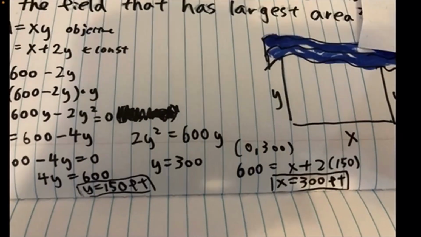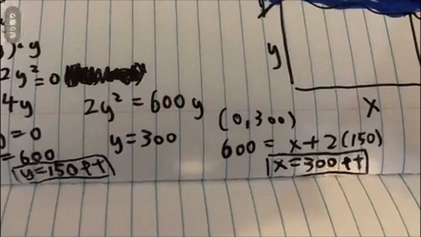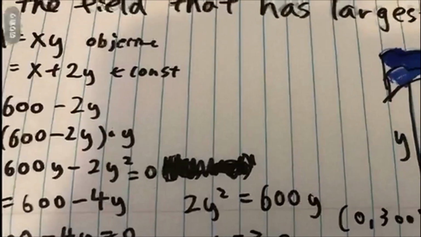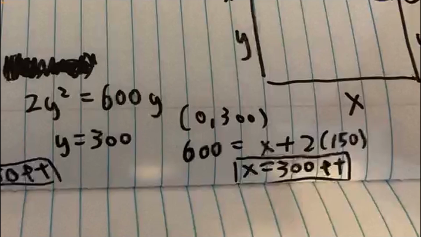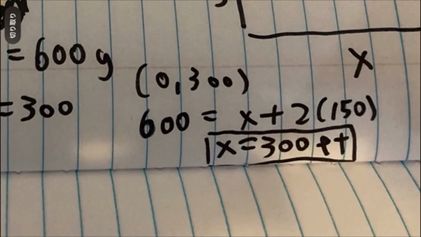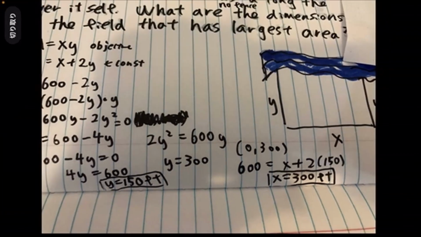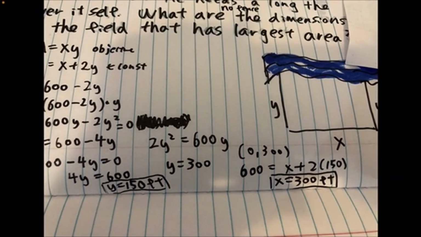Now we know that y equals 150 feet. We can plug this 150 into our constraint equation, which is 600 equals x plus 2 times 150, which gives you x equals 300 feet. And this is the dimensions of the field with the largest area.